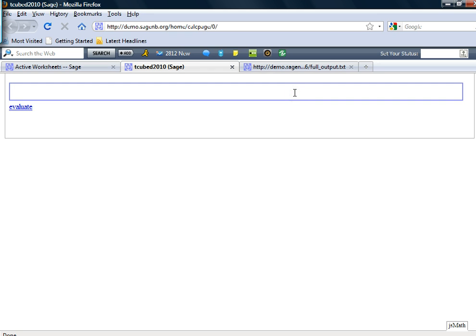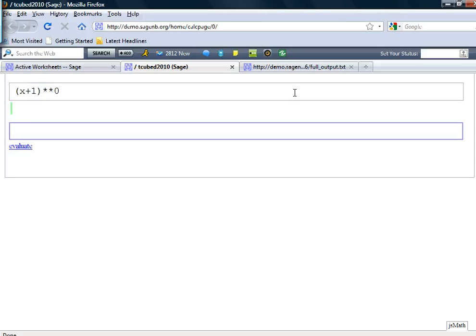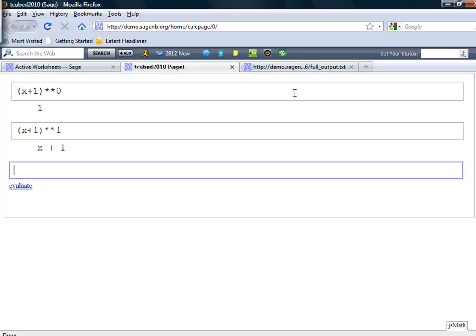All right, how about this? What is x plus 1 to the 0 going to be? 1. Yes, come on, we know the answer. We don't need you for this. Okay. Then x plus 1 to the 1 would be x plus 1. Okay. And x plus 1 to the 2, and so forth.